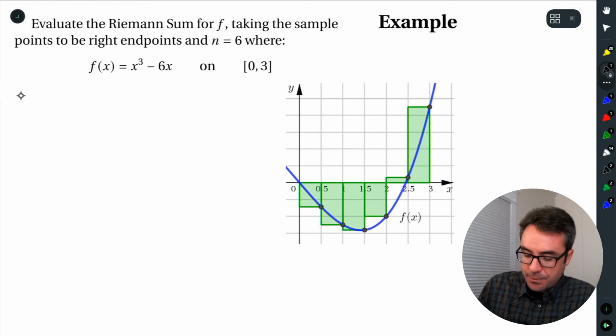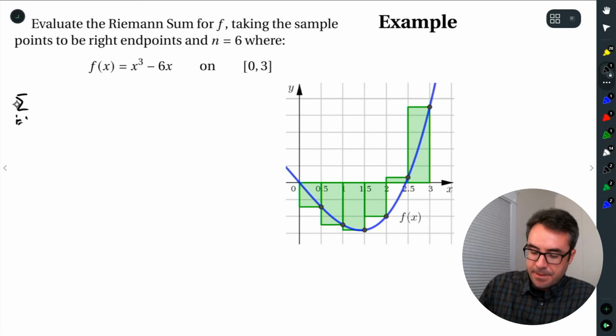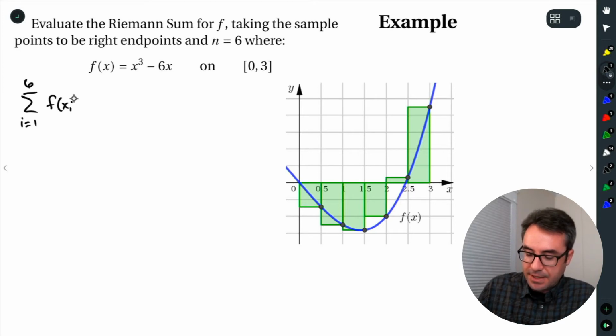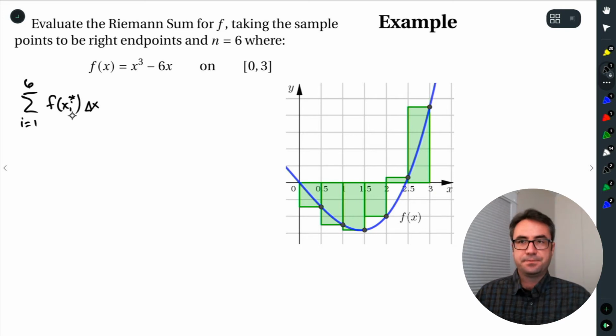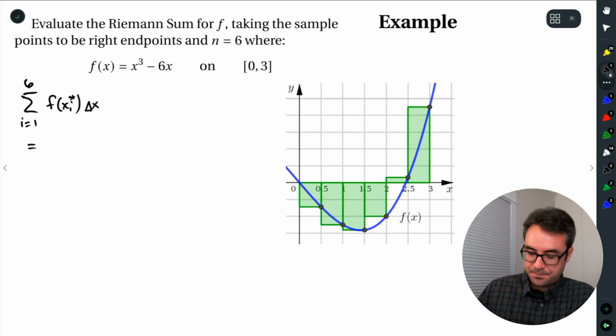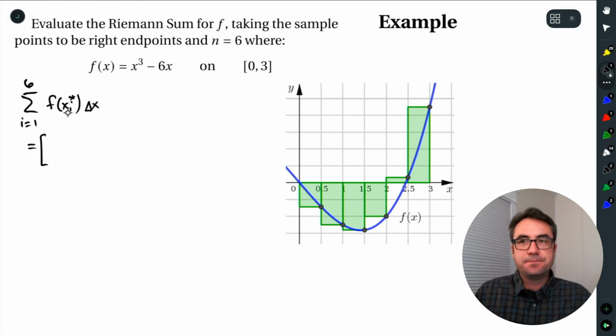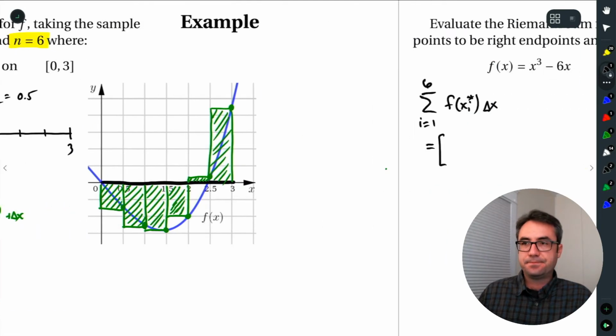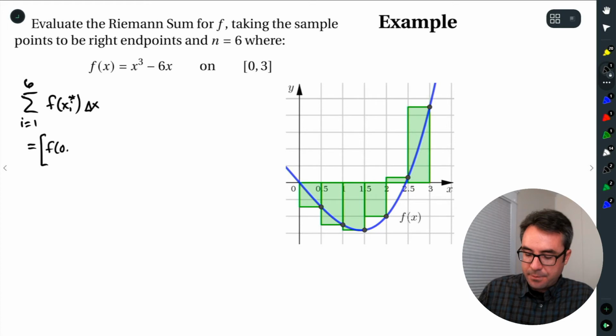And what we want to do is evaluate the Riemann sum. So the Riemann sum is actually the sum from i equals 1 to 6 of f of xi star times delta x. All right, just for the practice, let's practice writing this out. So x1 star, what did we find for x1 star? That was 0.5. So this will be f of 0.5 times delta x.